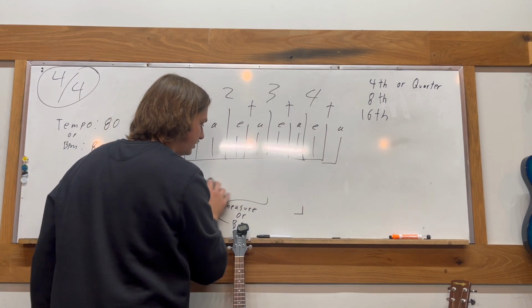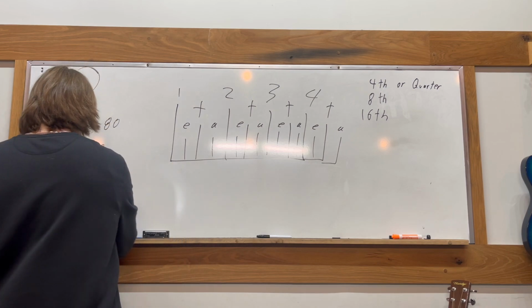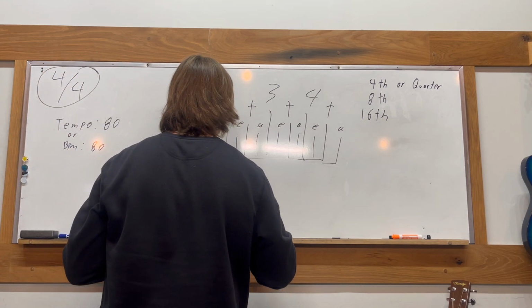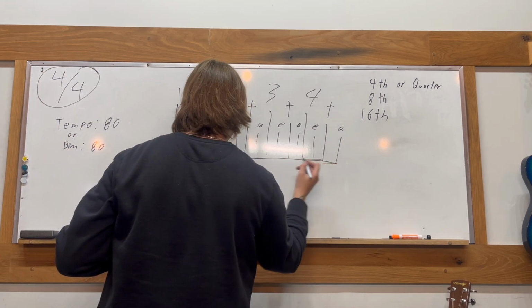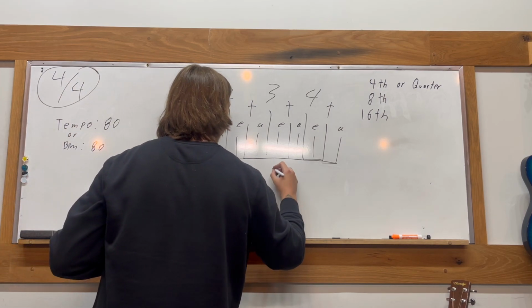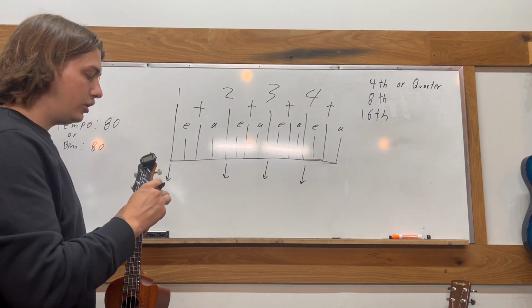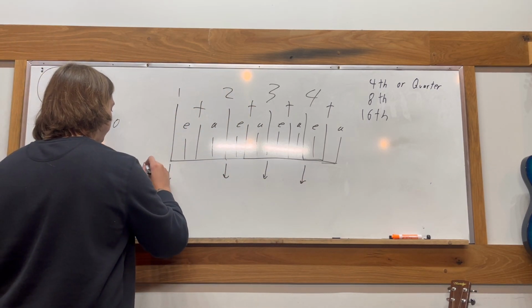Let me show you this. When we bring that on the ukulele, the fourth notes, we've been strumming already. How do we strum those? They're all down strums, okay? So we already know how to do this. These are fourth.